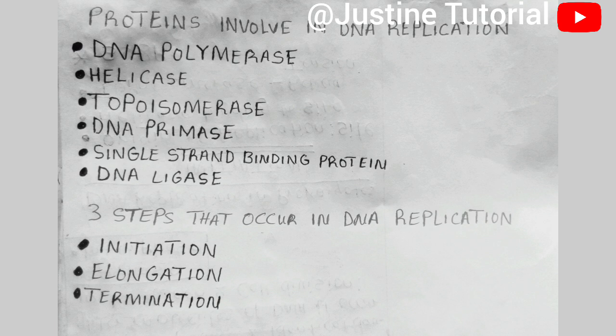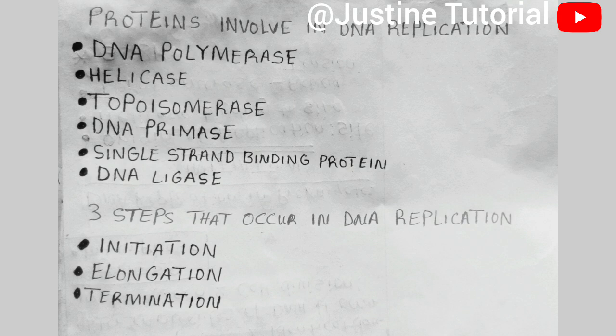Proteins are involved in DNA replication. Some of those proteins are the DNA polymerase, the helicase, the topoisomerase, DNA primase, single-strand binding protein, and DNA ligase. There are three steps that occur in DNA replication: the initiation, the elongation, and termination.